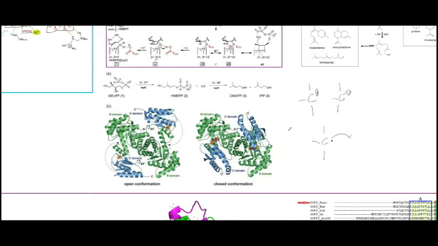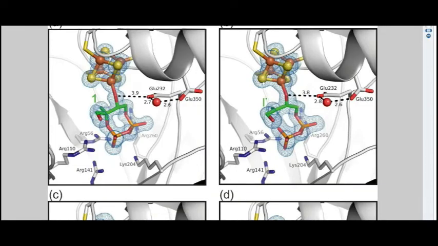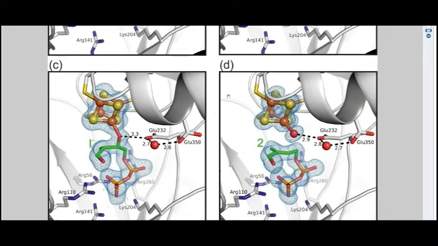pair with something else. And when you're talking about radicals, you always use these half arrows rather than, if we had this, we would use a full arrow. And so we end up with this radical intermediate here, and then we go down here, and the radical becomes an anion, and so that electron finds a pair, and then we detach from this ferredoxin group, and then we have our open product here.